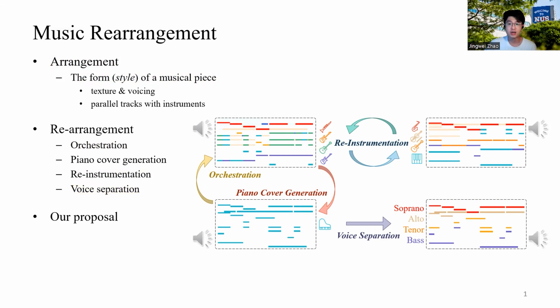Apparently, these 4 tasks look quite different from each other, but essentially we are doing the same thing. That is, we keep the overall structure of the original piece, and we modify the textures and voicing. In our work, we regard such overall structure as content and the unique textures and voicing as style. Then, any kind of rearrangement is essentially style transfer. Therefore, we wonder if we could use one unified framework to address each individual task.